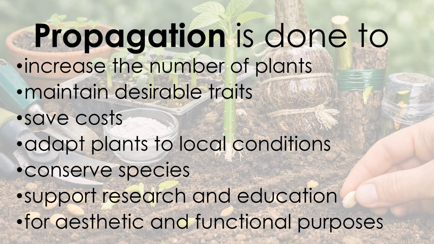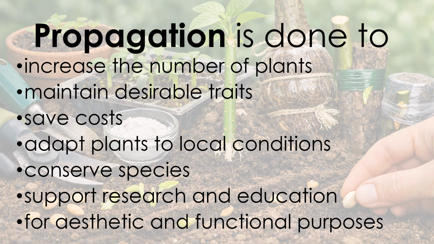Conserve species. Rare or endangered plants can be multiplied to prevent extinction and maintain biodiversity. Next is support research and education. Scientists and students use propagation to study plant growth, genetics, and breeding techniques. And the last one, for aesthetic and functional purposes. Propagation provides ornamental plants for beauty, shade, and landscaping, as well as functional plants for medicine, timber, or erosion control.